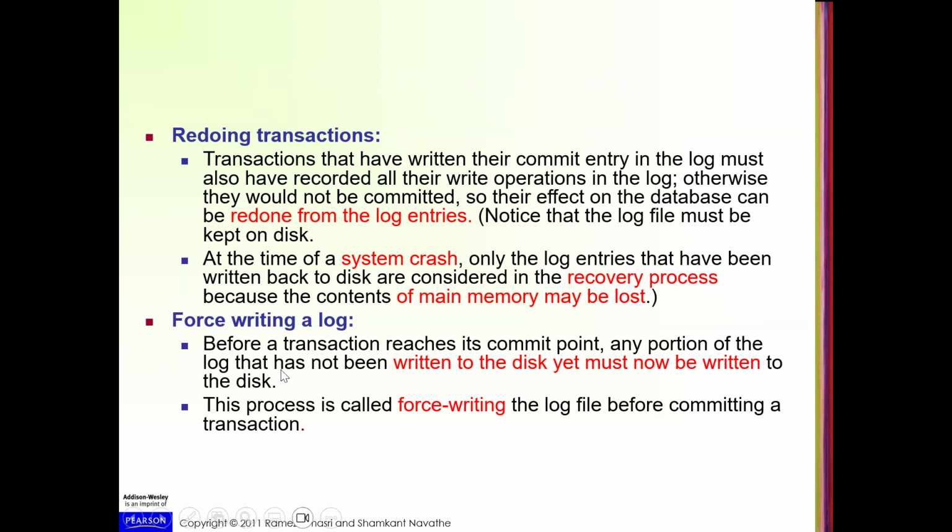Force writing a log. When the transaction reaches its commit point, the changes are made into the log and saved into the disk. This is normal. But when you want the transaction to save before it completes, then it is called force writing a log. Before a transaction reaches its commit point, any portion of the log that has not been written to the disk yet, you are making safe now. You are saying that it must now be written to the disk. This process is called force writing the log before committing a transaction.